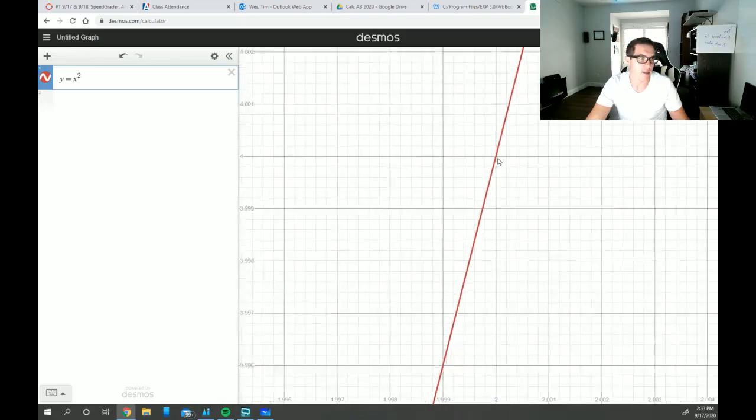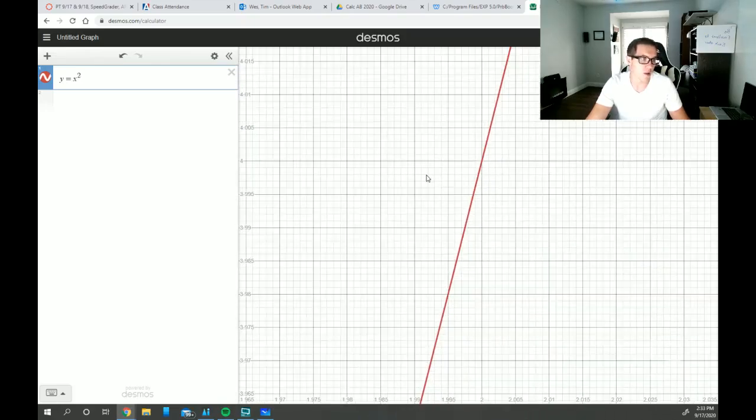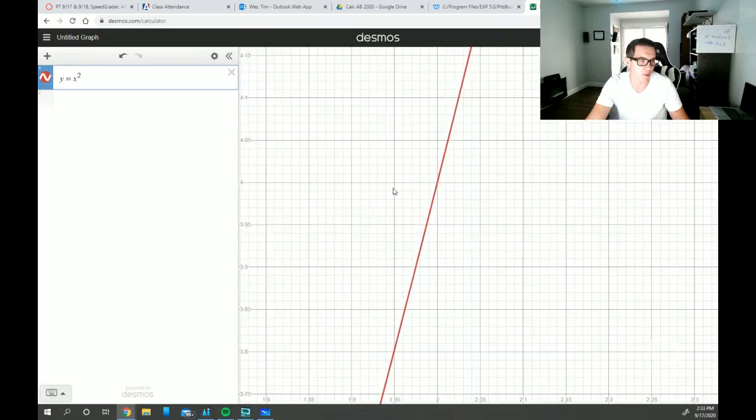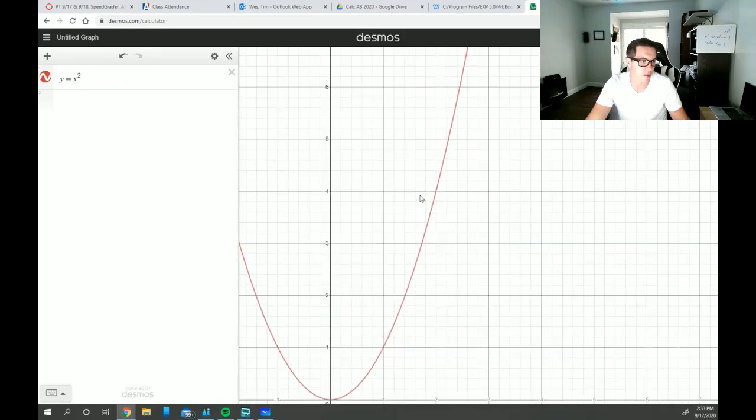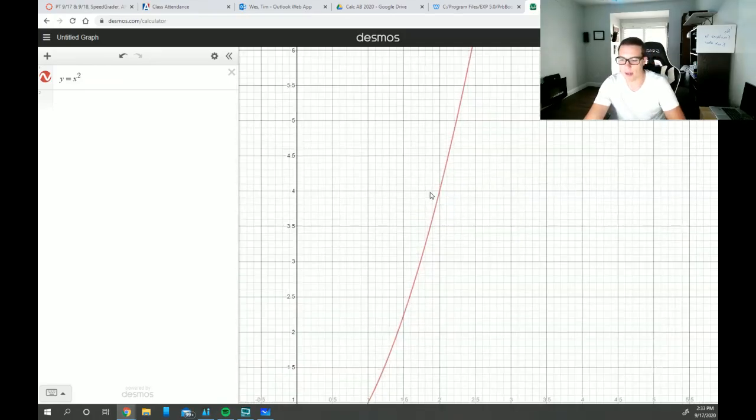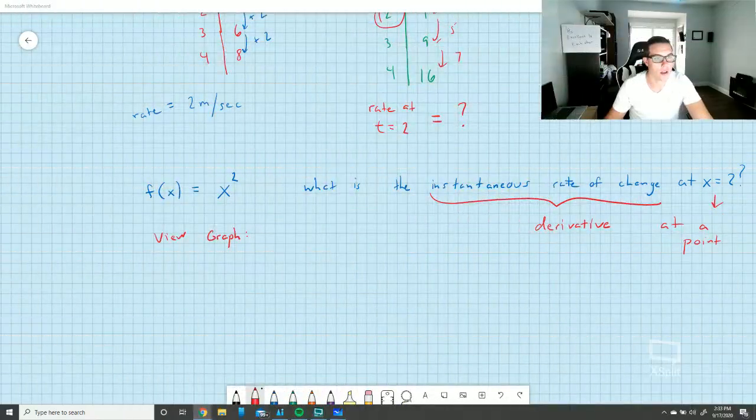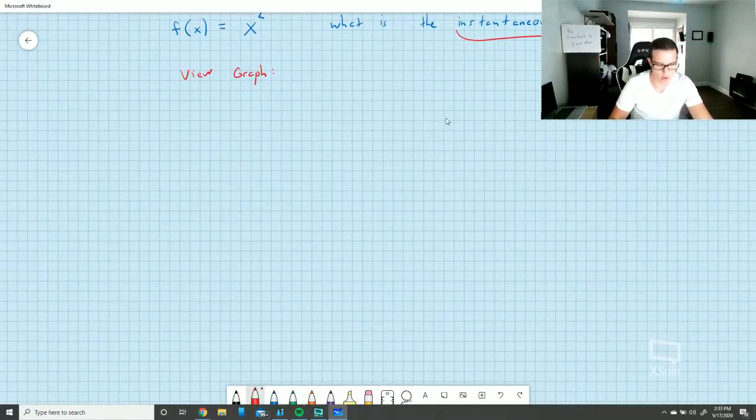But is that really what's going on? Well, let's approach it from a different perspective. Here's how we're going to do it. I'm going to come back to this here, and I'm going to draw a little version of the graph.